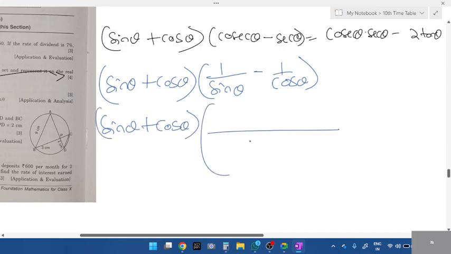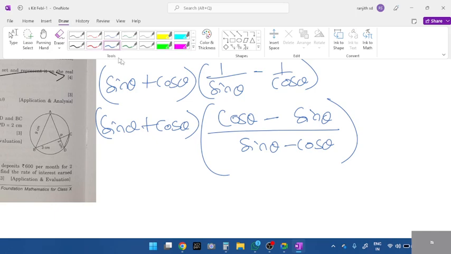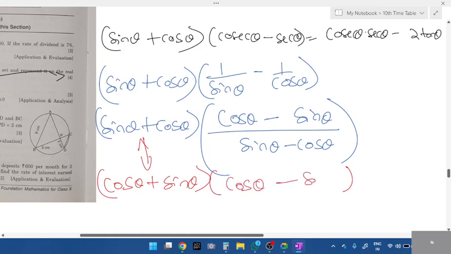Yes, what's the LCM, students? Sine theta cos theta in the denominator, and in the numerator cos theta minus sine theta. Just look at the numerator and tell me how do they look like. Numerator. See, this sine theta plus cos theta, I'll write cos theta plus sine theta. Does it make any difference? Both are same, right? Next one, I'll write sine theta minus cos theta. Just because multiplication, I'll just merge it together.